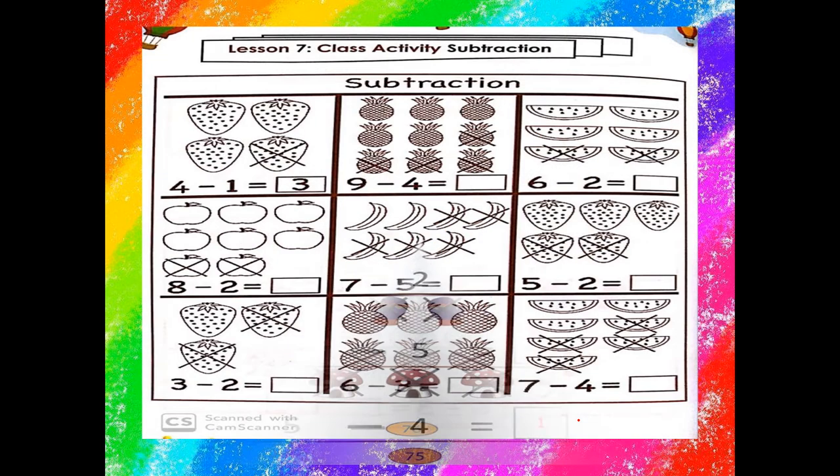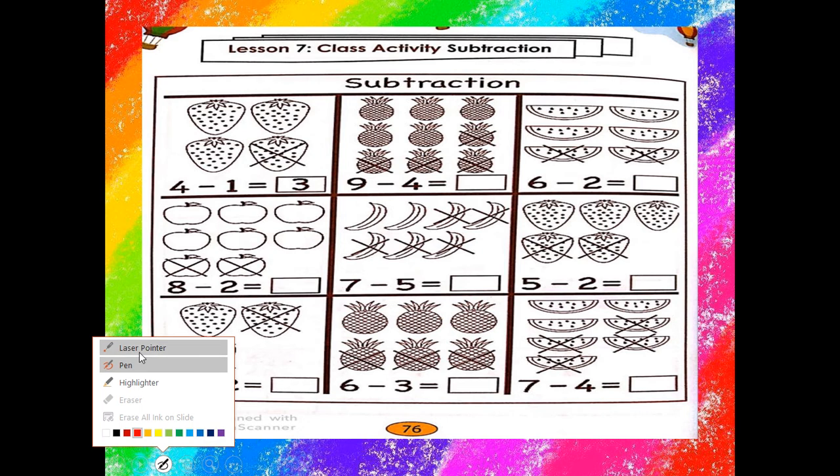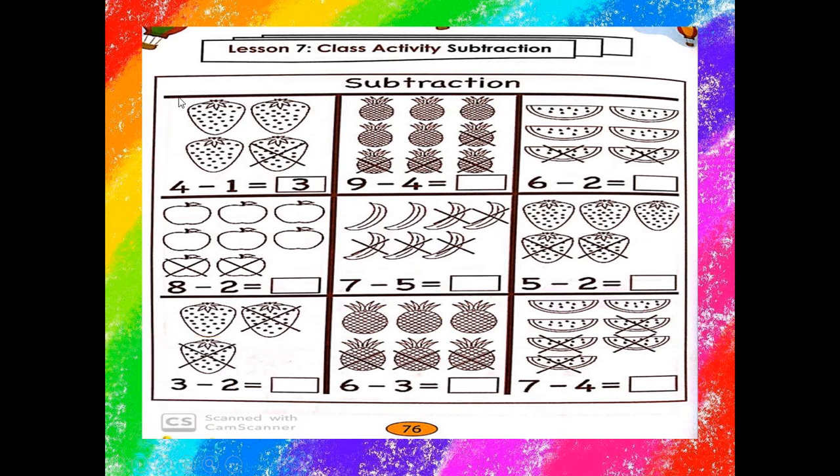So let's answer another activity in your book. Okay, so we have here the first box. In this box, the answer is already given. So we have 4 strawberries, 1, 2, 3, 4. We have here 4 minus 1. You take away 1 strawberry, and the answer here is 3. 1, 2, 3. Okay, so you have number 3 in this box.